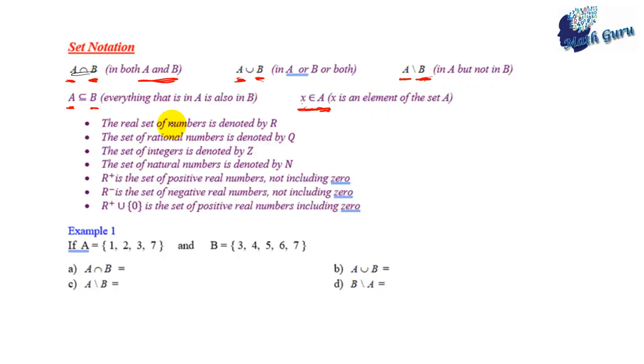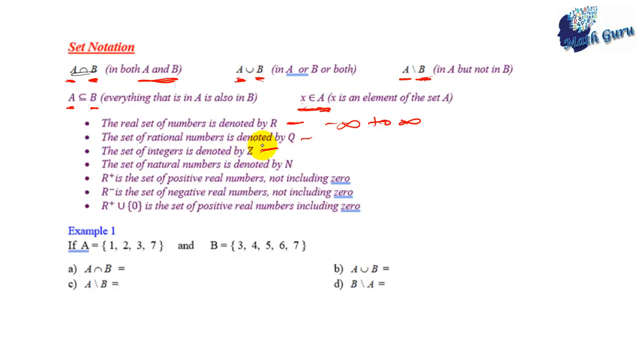Okay, the real set of numbers is denoted by R. Real numbers are negative infinity to positive infinity. The set of rational numbers is denoted by Q. So rational is any number that can be displayed as a fraction or as a whole number. Something like a surd, like a square root or pi, they're irrational.